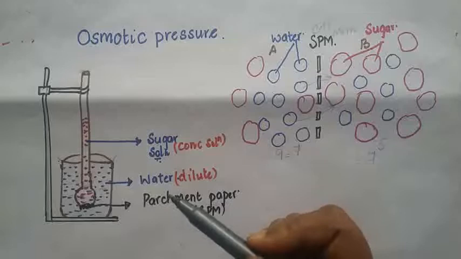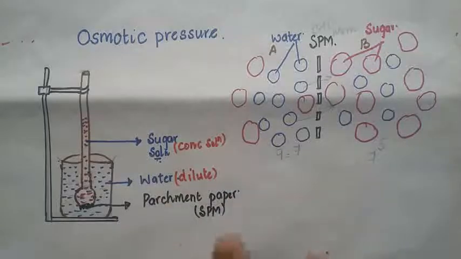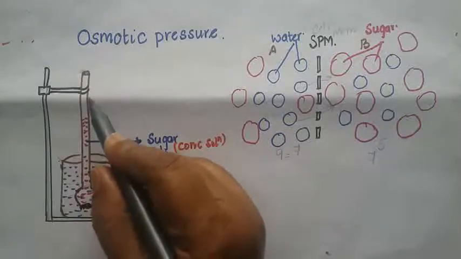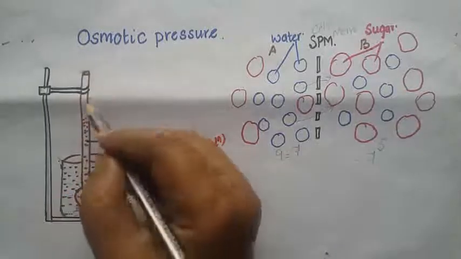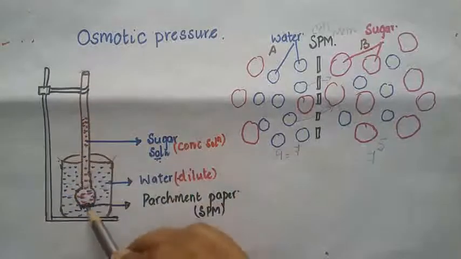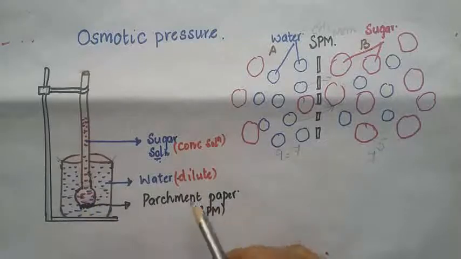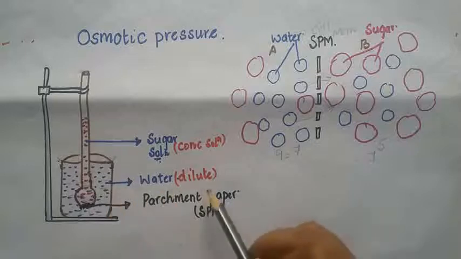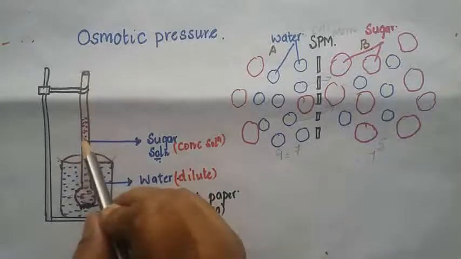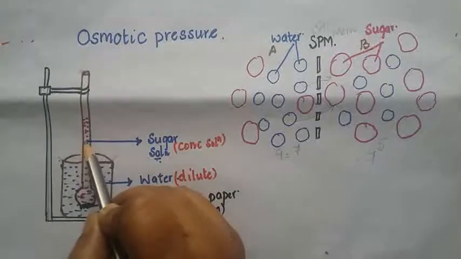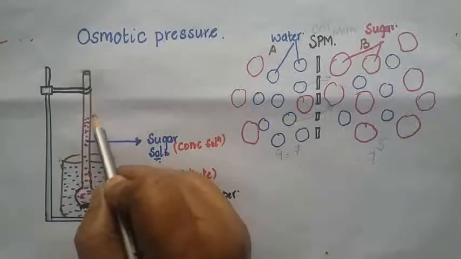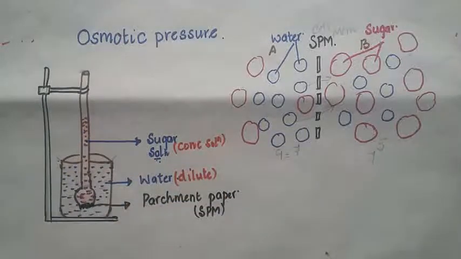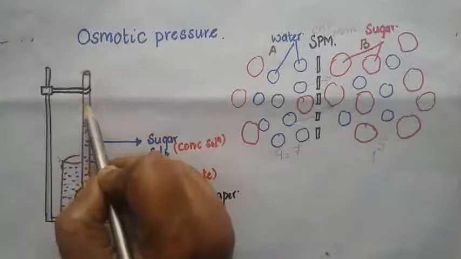I think in the earlier video we have learnt that when you leave this setup for a few hours, there is an increase in the level of the sugar solution inside the thistle funnel due to inward diffusion of water molecules from the beaker, where we have a dilute solution, into the sugar solution, where we have a concentrated solution, thereby increasing the level of the sugar solution in the thistle funnel. Right, children? This is due to the osmosis.